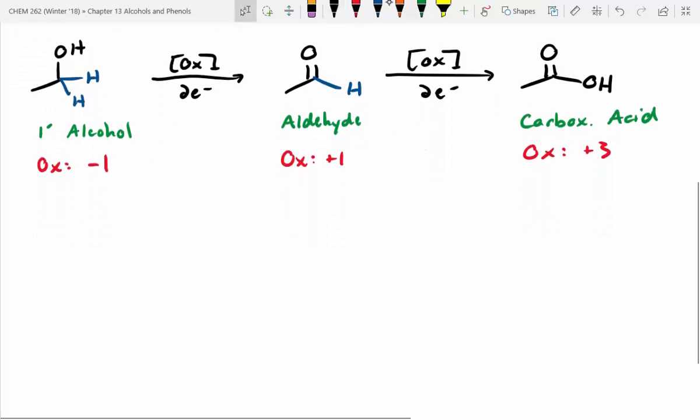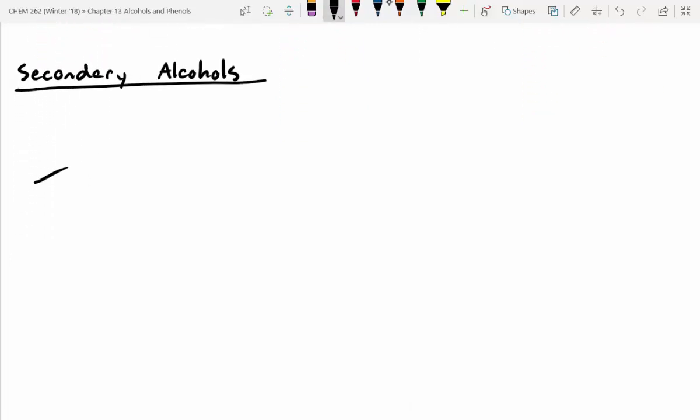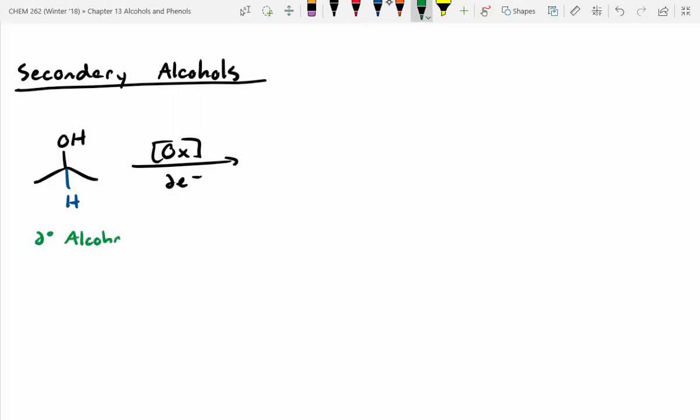Okay, let's do the same thing with secondary alcohols. Okay, secondary alcohols, we know, look pretty dang similar. However, this time we only have one blue hydrogen. So I'll do oxidation down here. And again, we'll do 2 electron steps. This is our secondary alcohol. And in this case, its oxidation number, counting 1, 2, 3, 4, means it would be 0.